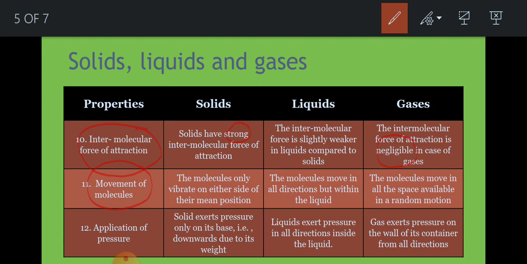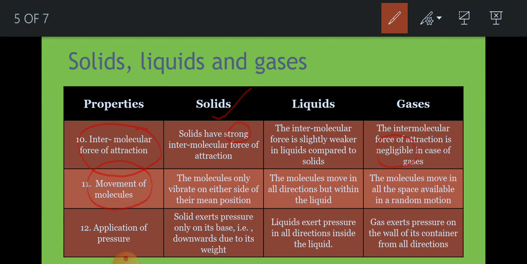How do these molecules move? The molecules only vibrate on either side of their mean position in case of solids. Since the molecules are tightly packed, there is no space in between the molecules, so they will not be able to leave their position. They only stay in their position and vibrate about their mean position.